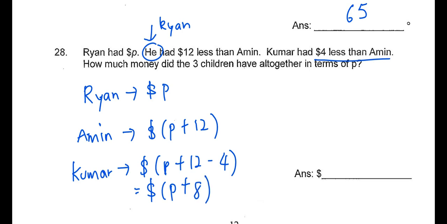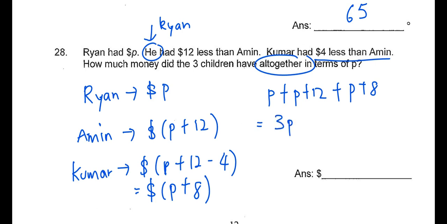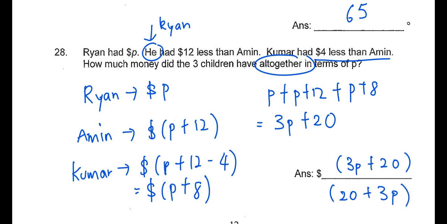Now they're supposed to find out how much money they have all together. So I will need to find Ryan plus Amin plus Kuma. Okay, P and P and P I group together, they form 3P. 12 plus 8 gives me 20. So that forms my answer, 3P plus 20. Alright, it's also okay if you would like to write the number 20 plus 3P. Both give you the same answer.